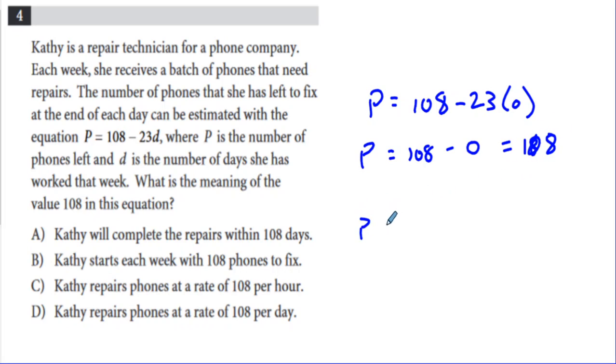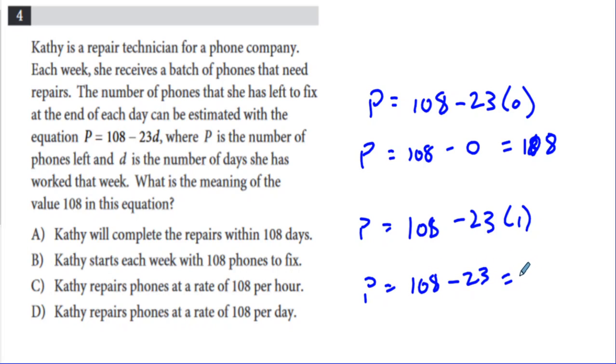And then if I say, what happens when it's 1? P equals 108 minus 23 times 1. Well, that's just 108 minus 23, and that looks like 85 that she'll have left to do. So you can see that it decreased by 1, she'll have 85 left. But what we're saying is that this 108, that's kind of our starting point, is how many she had at the beginning of the week. And then as the days go on and she's repairing phones, that number is going to decrease.